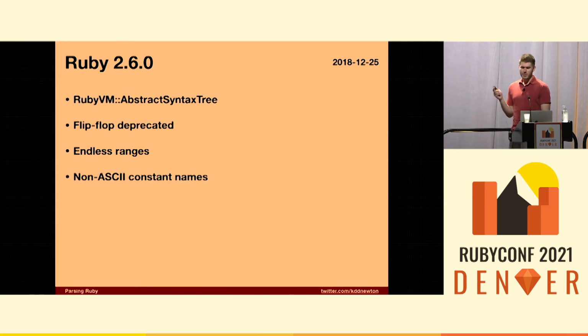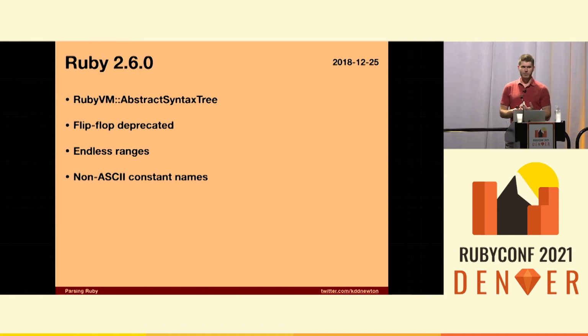2.6 comes out. Ruby VM abstract syntax tree is introduced. Ruby VM abstract syntax tree was not what I would call an intentional release. It was part of a test suite for another feature. And it's a very, very interesting thing. I encourage you to go to the Ruby issue tracker and go read about it.